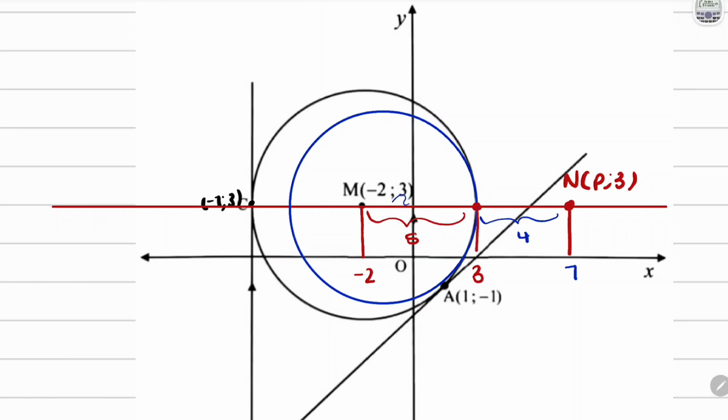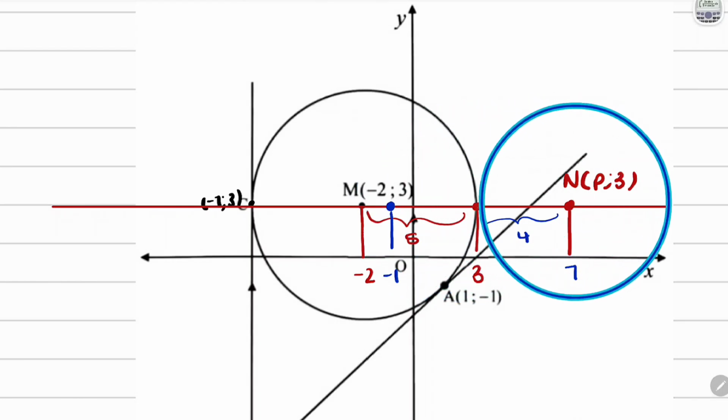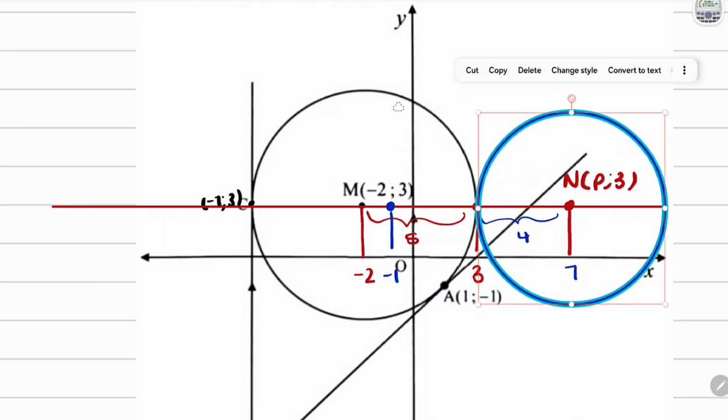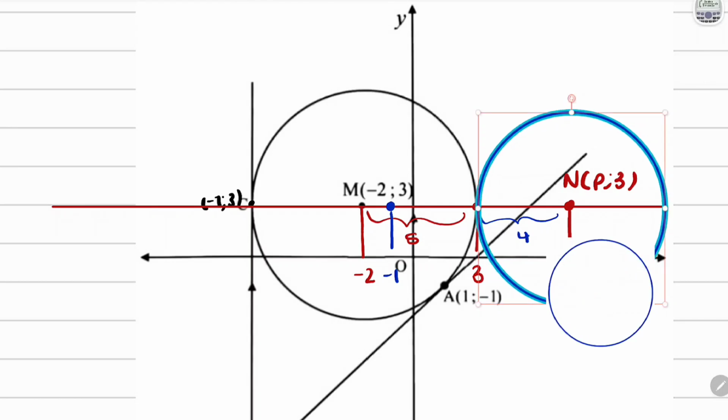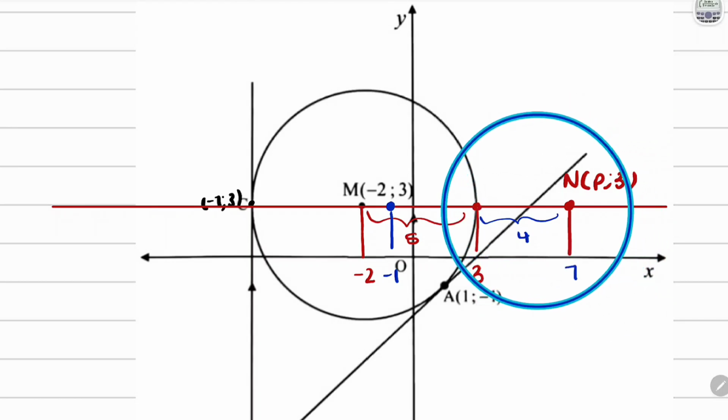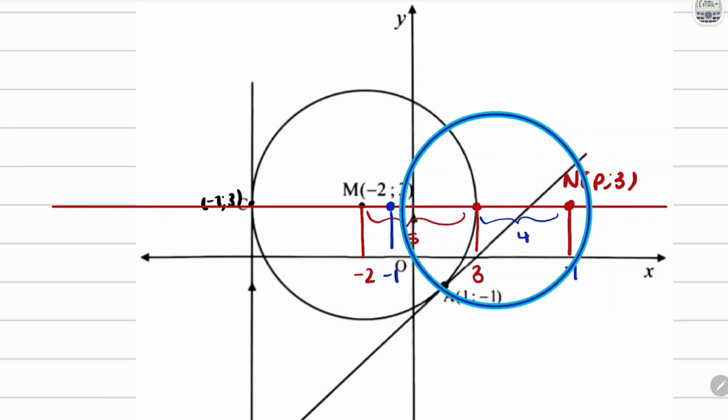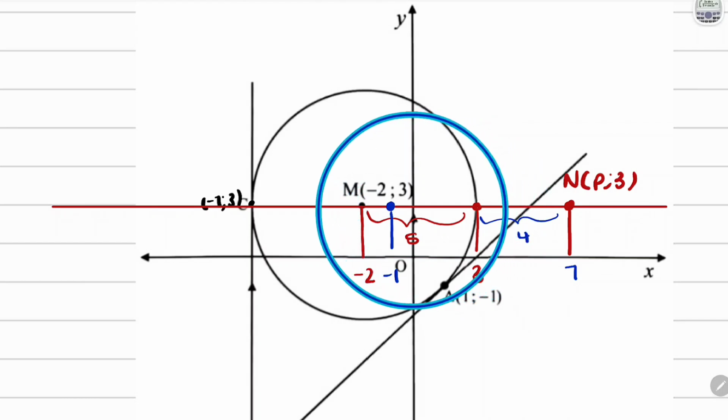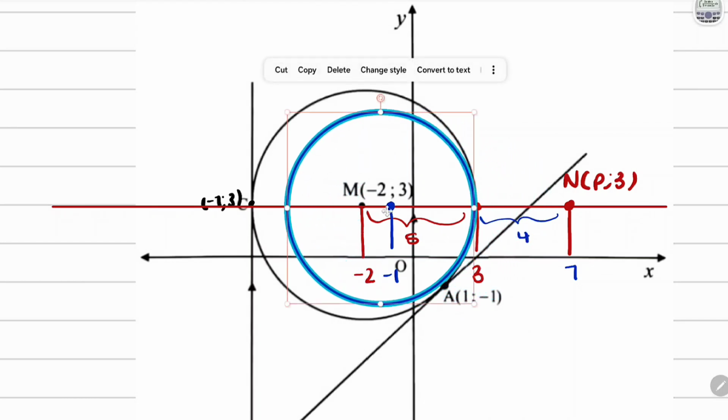That means that the center of the blue circle is now going to be here at -1. So what that means is our P values, what they need to be for this circle to always intersect with this circle at two distinct places, is P needs to be less than 7. So it needs to be all values that are less than 7, but it should not go anything beyond -1, the p-value, the center of that circle.